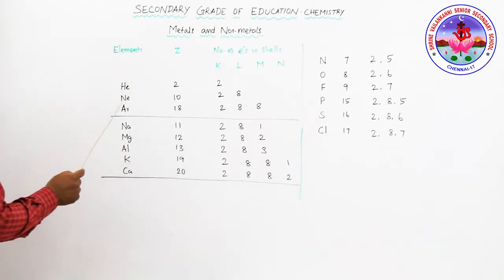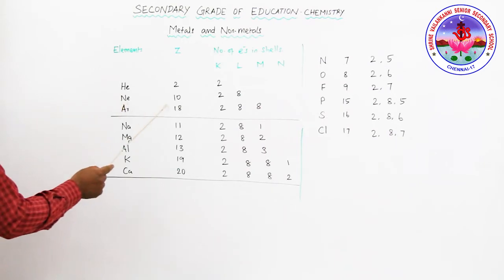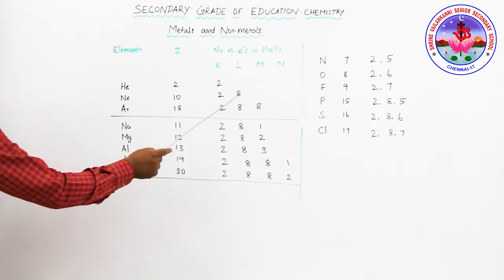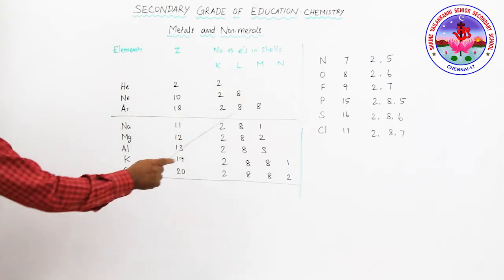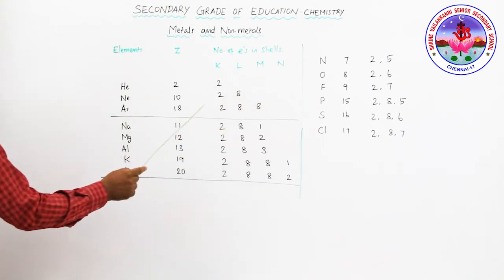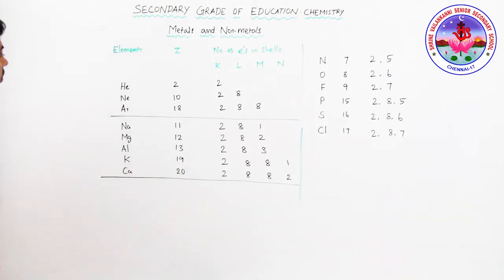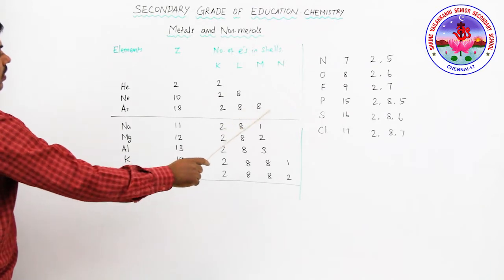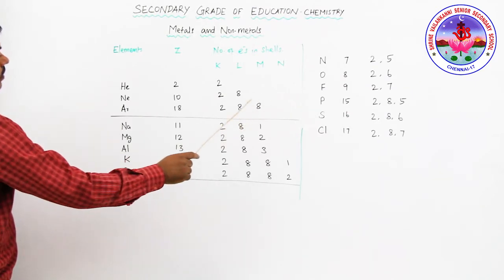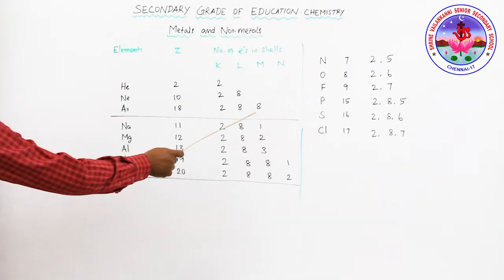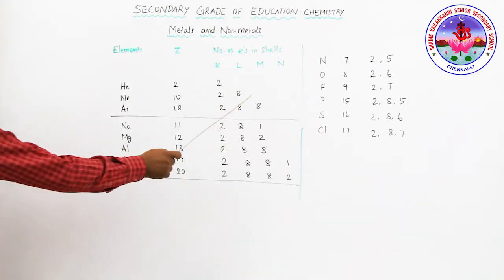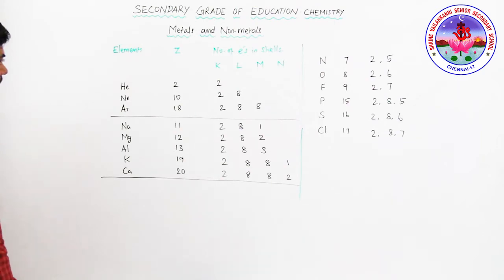Then neon, atomic number 10. Here also the outer shell has 8 electrons, completely filled. Argon, here also the outer shell has 8 electrons, completely filled. That means 2, 8, 8, so the atomic number is 18. The maximum number in the octet configuration is 8. So the outer shells, or valence shells, are completely filled. So this is a noble gas.